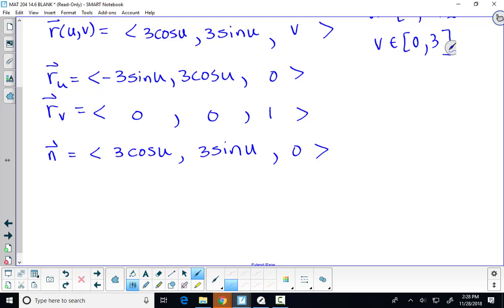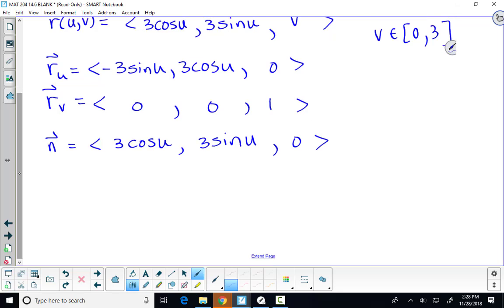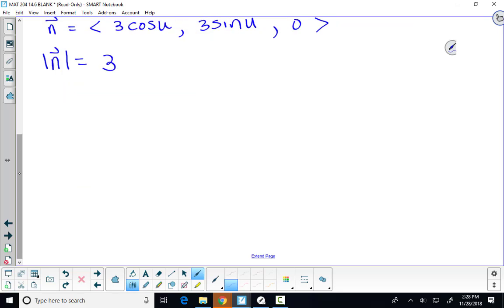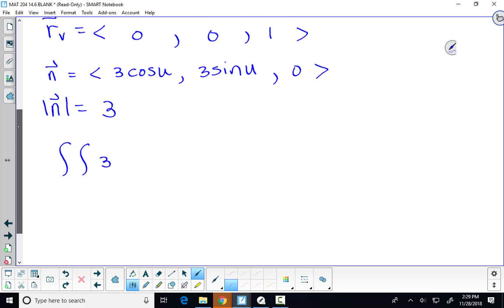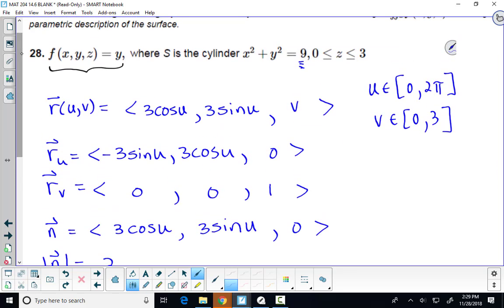Right, z is 0. Okay, length of this vector is 3. Yep, square root of 9. And then we have our double integral. The function they said to integrate was y. So we go to our parameterization for our surface and pluck off y. So the parameterization for our surface is right here. So that's what y is equal to. So 3 sine of u.